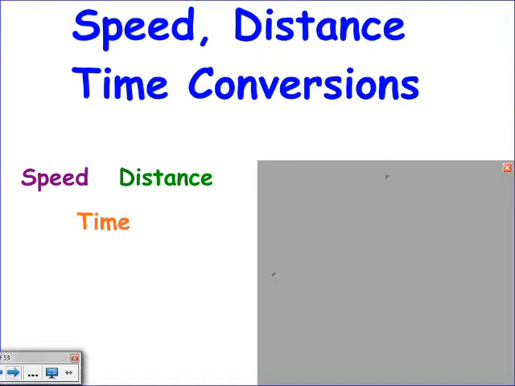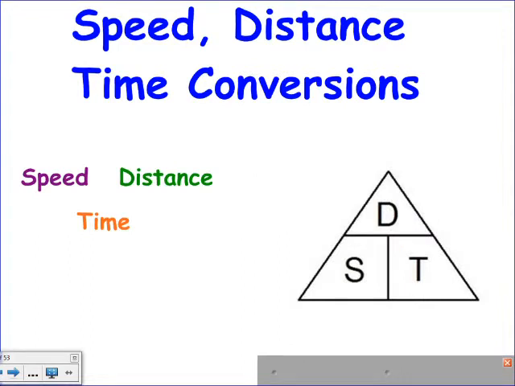Sure. Yes, it's SDT. Think about how do I calculate? Will it be D at the top, distance, and then speed, then time? The speed distance triangle has the D at the top, because your distance is equal to your speed times your time. So if I'm doing 30 miles an hour for 2 hours, my distance is 60 miles.